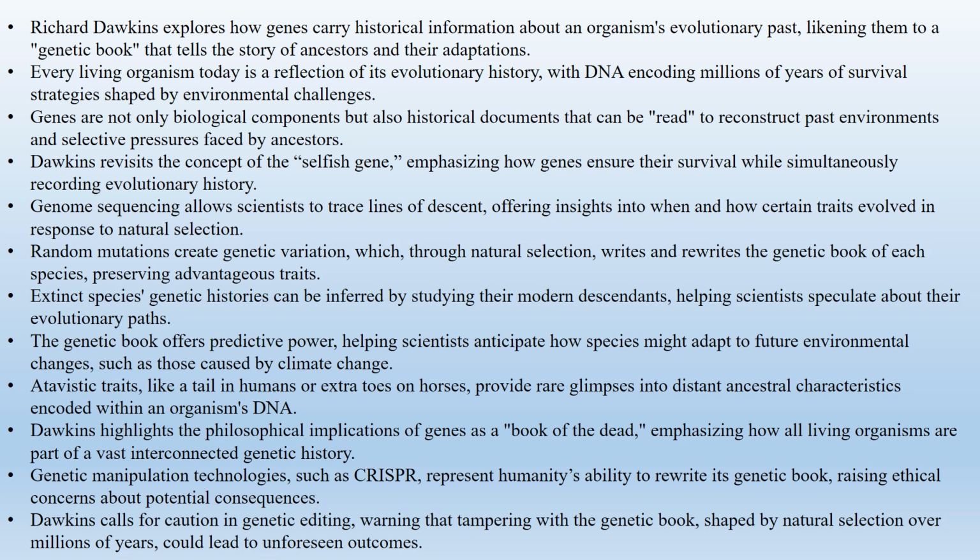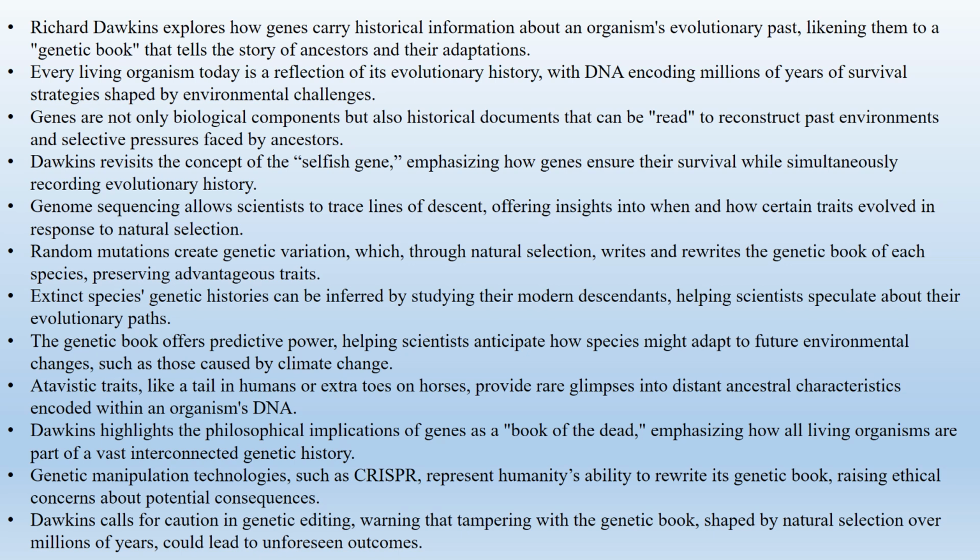Just as archaeologists uncover the past by examining ancient artifacts, evolutionary biologists can piece together the history of life by studying genetic codes. Dawkins explains that modern tools like genome sequencing have opened up new possibilities for reading this genetic book. By sequencing the genomes of various species and comparing them, scientists can trace the lines of descent and uncover when and how certain traits evolved in response to environmental pressures.